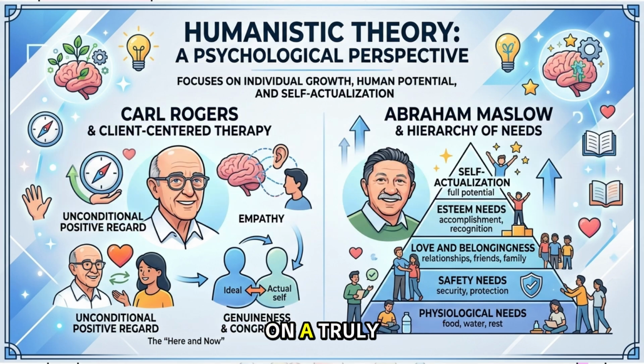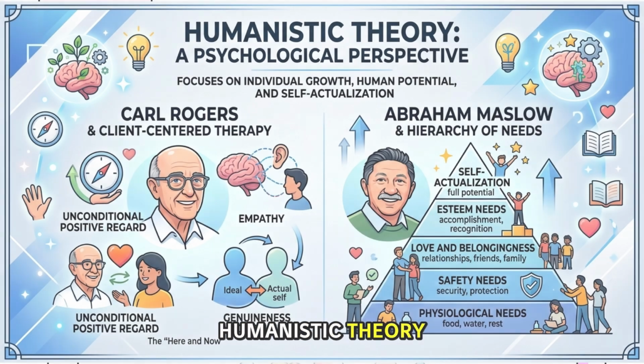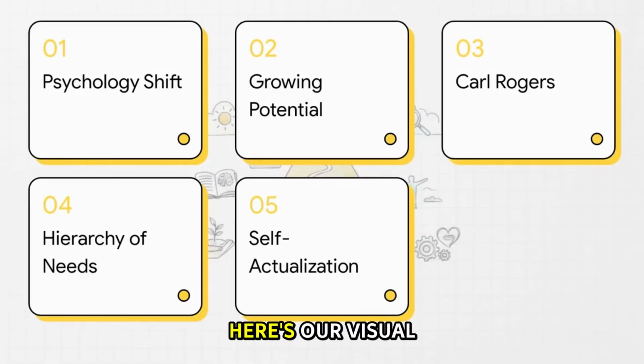We are embarking on a truly fascinating journey today, diving deep into the human mind to explore the holistic view of humanistic theory. Okay, let's dive into this. Here's our visual trail map for today. We're going to cover the humanistic psychology shift, growing into your potential, Carl Rogers and true congruence, Maslow's hierarchy of needs, and finally, reaching your self-actualization.